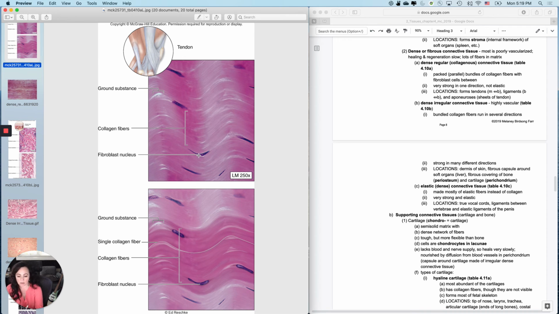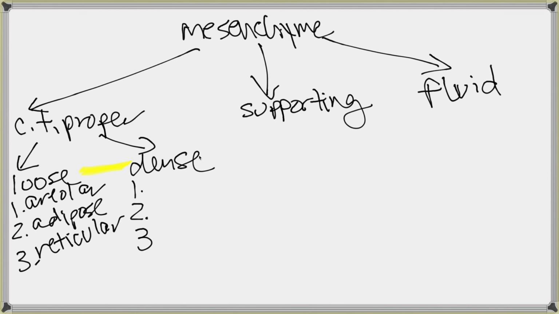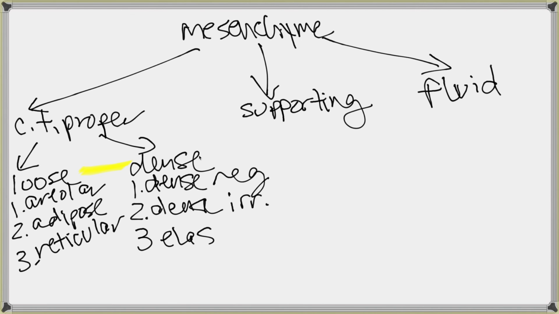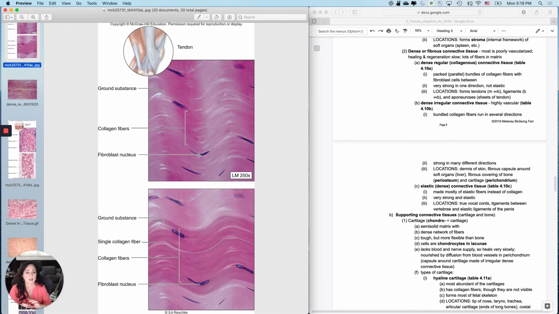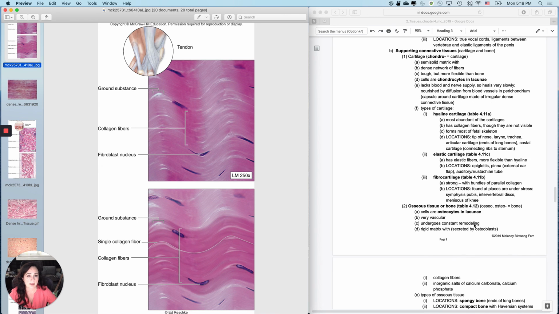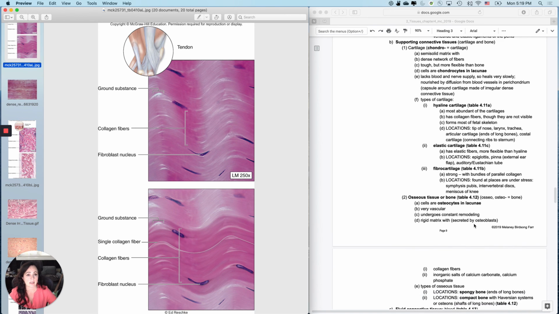Okay, now let's add those to our diagram that we were working on. So the three dense tissues, or three dense connective tissues proper, are dense regular, dense irregular, and elastic dense. Okay, so we got those. All right, so we'll stop there and I'll do the supporting connective tissues in the next little video.